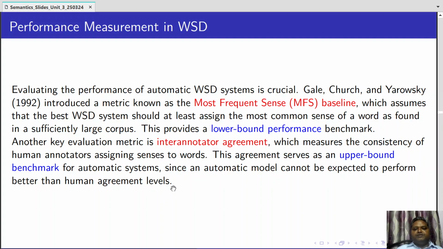Suppose we have already done word sense disambiguation, how do we measure it? There are two measures here. One is the most frequent sense baseline, which will be the lower bound. In the given corpora, what is the most frequently occurring sense? That is the lower bound performance. Another key evaluation metric is inter-annotator agreement. How many human annotators agreed on that particular sense? This serves as an upper bound, because human agreement levels are better than the most frequent sense.